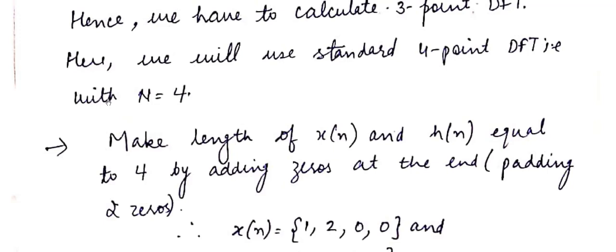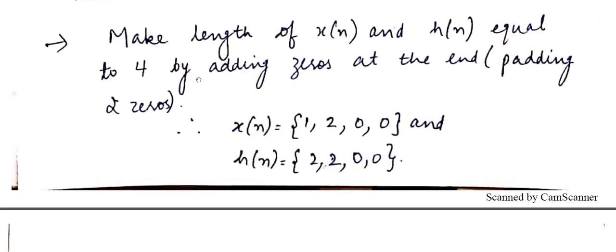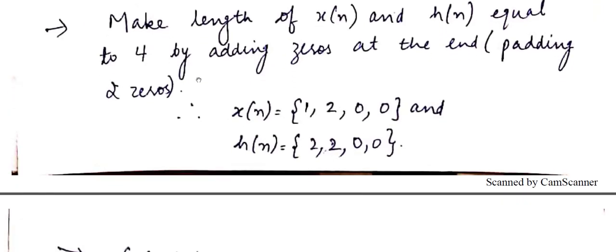So how can we convert that circular convolution into linear convolution? For that we have to change the length of the sequences to L plus M minus 1, that is, the length of the first sequence plus the length of the second sequence minus 1. So we are making the length of both sequences, x(n) and h(n), equal to 4. How can we do that? We can do it by padding zeros at the end.